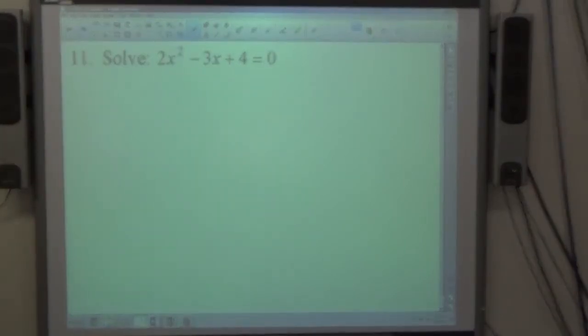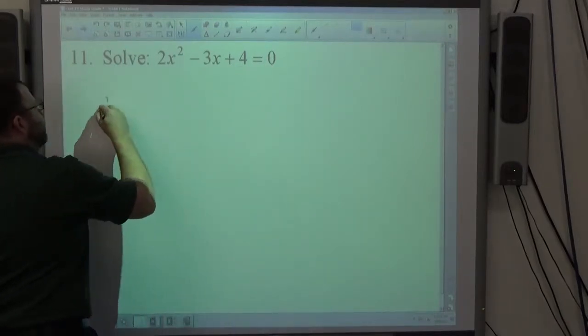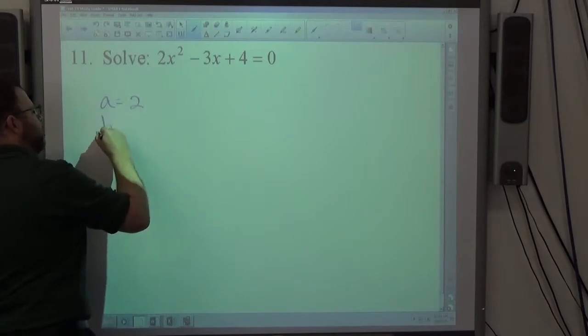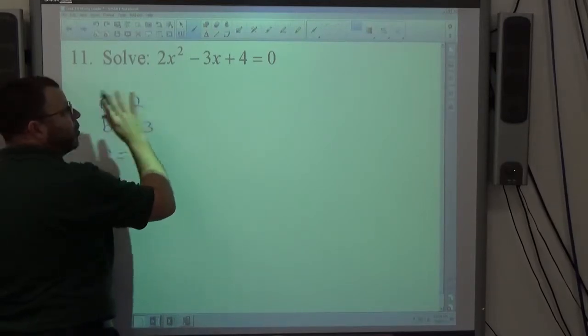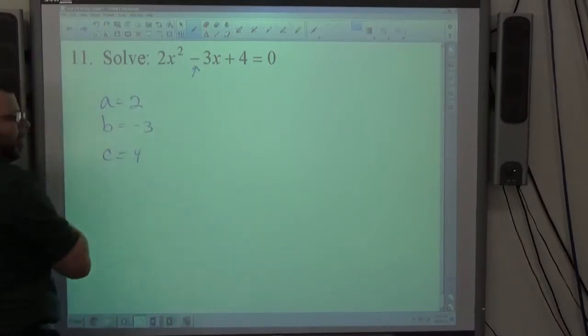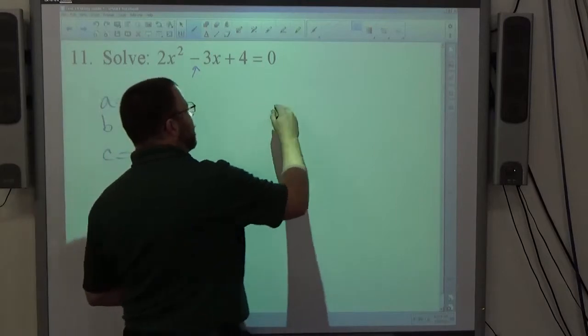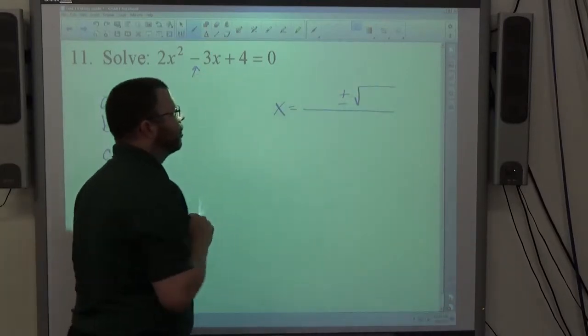Number 11, again, solving a quadratic equation. Once again, I'm going to use the quadratic formula. So it already has everything equal to 0. A is 2, B is -3, and C is +4. So be careful. The other two problems we solved was everything positive. Now we have a minus sign in it, so that creates a negative number here for B. Once again, I create my structure for my answer. X equals something plus or minus the square root of something over something.